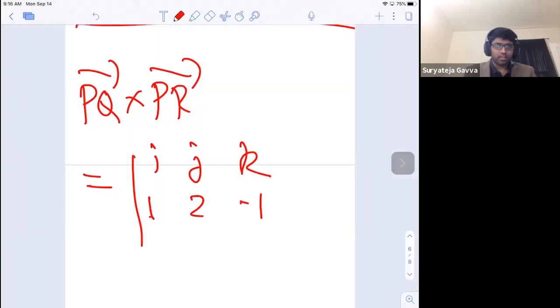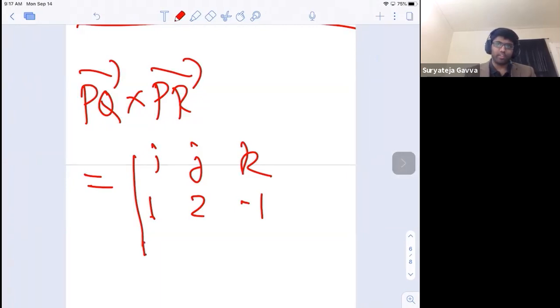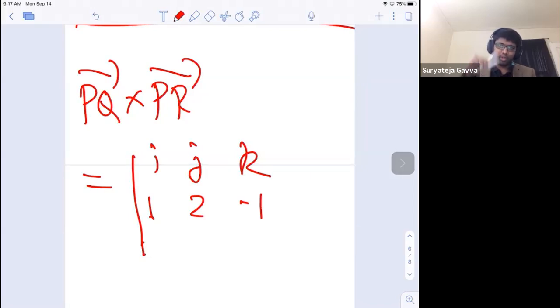PR was, yeah, you can do any of these vectors. You can do QP, QR, RP, RQ. All of them will give you the same direction of the vector. The magnitudes might be different, and you might get a plus or minus, but they all give you a vector perpendicular to the plane. A vector above the plane and below the plane are both perpendicular, so you don't really care about whether it's above the plane or below the plane.